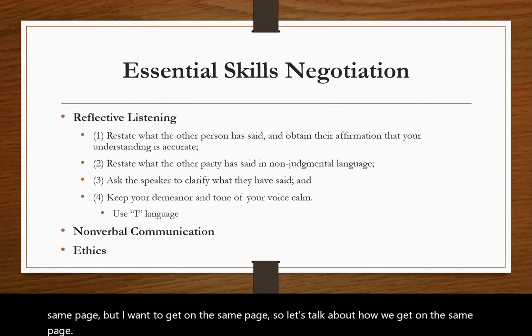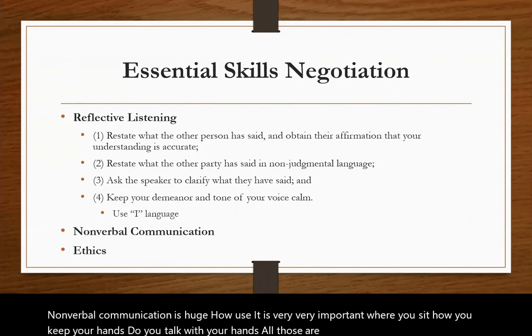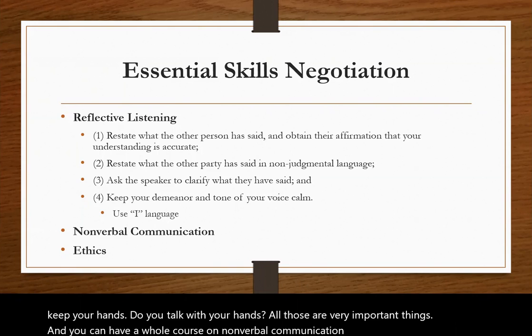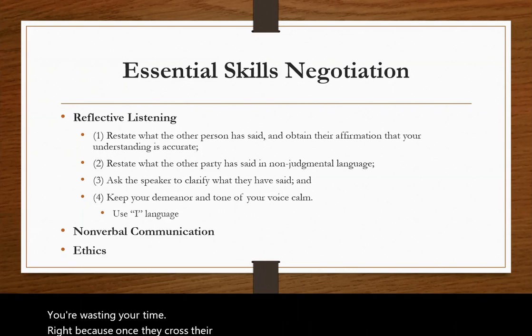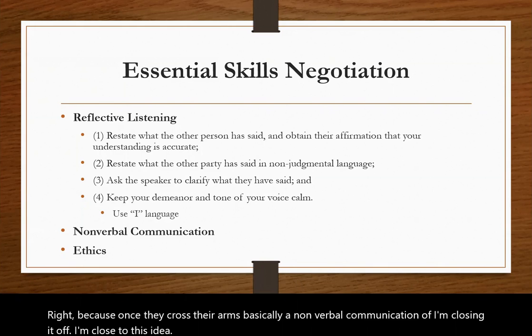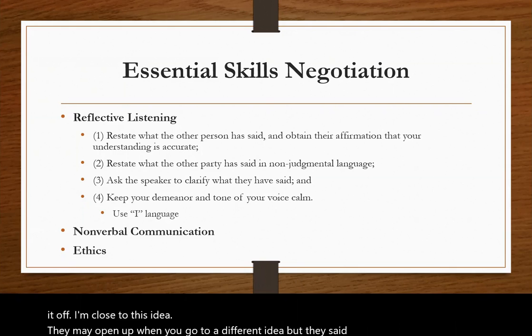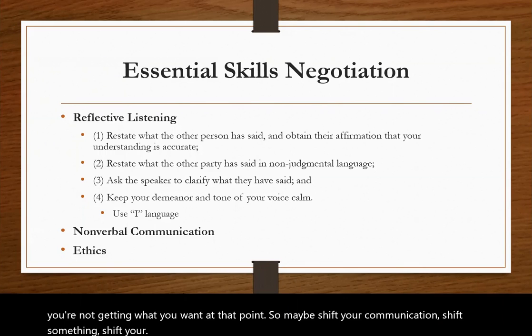Nonverbal communication is huge. How you sit is very, very important. Where you sit, how you keep your hands, do you talk with your hands? All these are very important things. And you can have a whole course on nonverbal communication, right? If you're talking to somebody and they cross their arms, you're wasting your time, right? Because once they've crossed their arms, it's basically nonverbal communication of I'm closing it off. I'm closed to this idea. They may open up when you go to a different idea, but if they sit there with crossed arms, you know you're not getting what you want at that point. So maybe shift your communication, shift your issue, and then come back to it, all right?